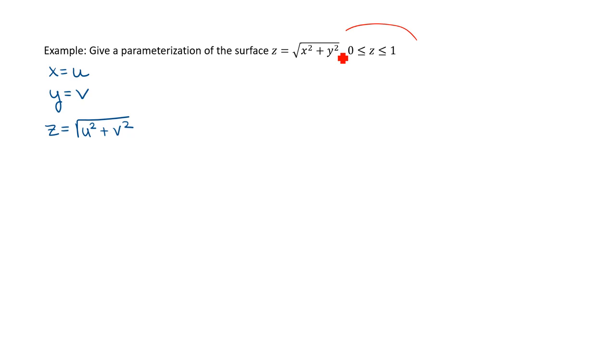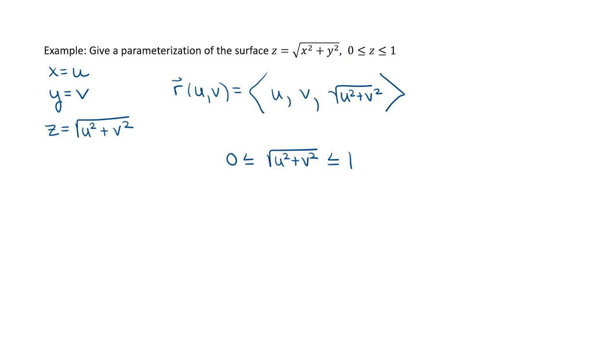Now, there is a restriction here. They're telling us z is only between 0 and 1. So that means this square root of u squared plus v squared has to be between 0 and 1. So that puts some kind of restriction or bounds on our parameters. We could square all the sides and say that means u squared plus v squared has to be between 0 and 1. So again, those are some bounds on our parameters.